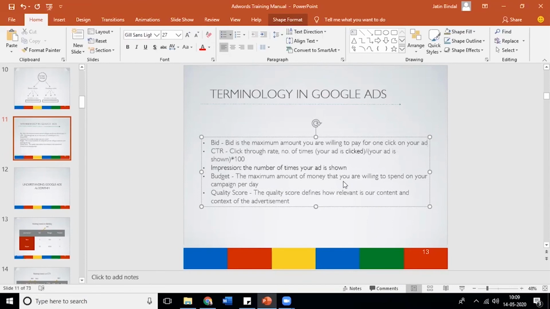So there were two corrections, and I made them. Primarily, bid is the maximum amount you are willing to pay per click. CTR is click-through rate, a formula that says the number of times your ad is clicked divided by the number of times your ad is shown, or number of impressions, multiplied by 100. Impression is the number of times your ad is shown, because instead of writing this whole sentence, the terminology used for showing your ad is impression. If your ad is shown once, your number of impressions is 1. If it is shown twice, the number of impressions is 2. These are the three basic terminologies.